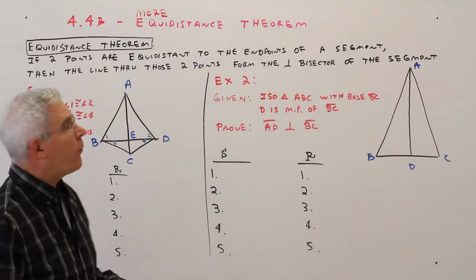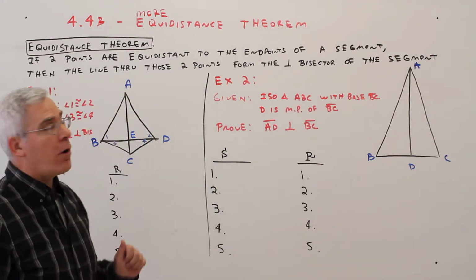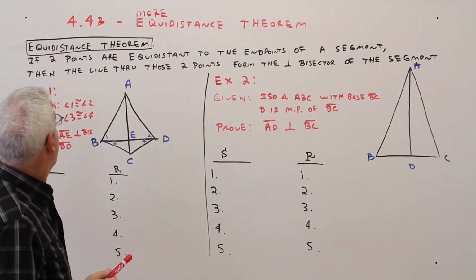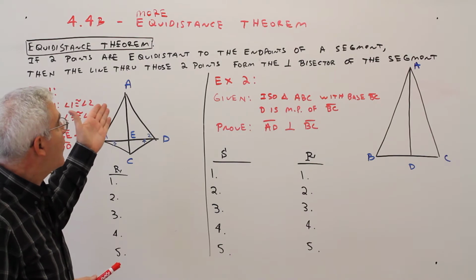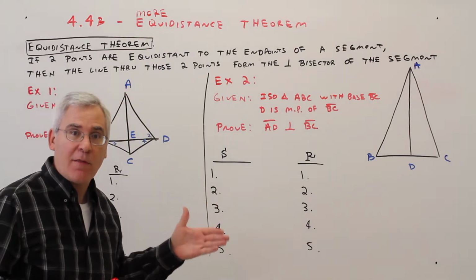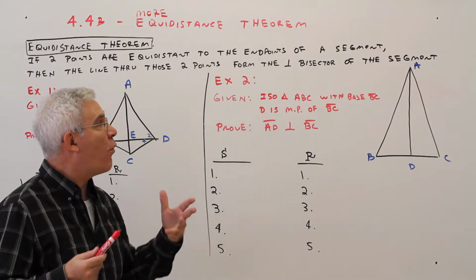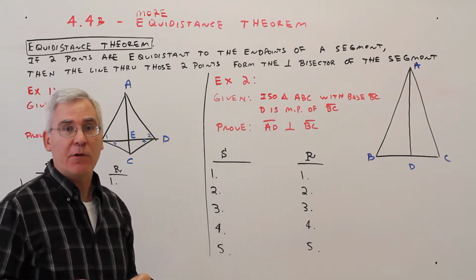Welcome to video 4.4b, more on the equidistant theorem. All right, so here's the theorem itself. If 2 points are equidistant to the endpoints of a segment, like we showed before, then the line connecting those 2 points forms the perpendicular bisector of the segment.